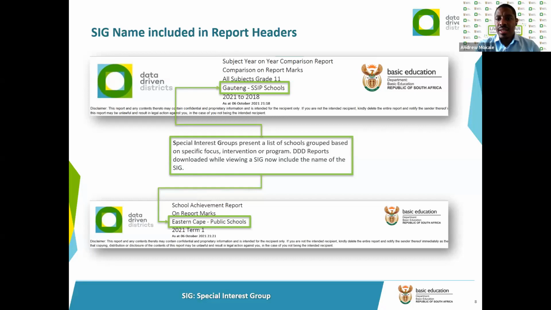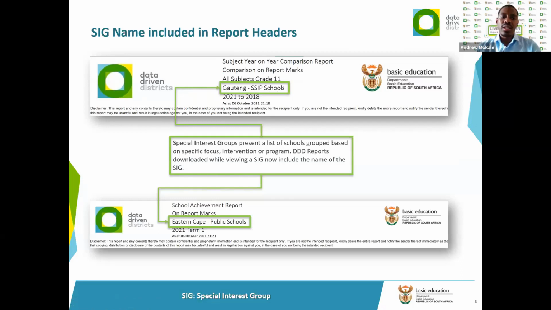The reason why this is there is so that you are very much aware of the length and breadth of the data that you're looking at. And if we look at the examples that we've got here in our slide, at the top there, we're looking at the subject year-on-year comparison report. And this report is for Gauteng, but not for all of Gauteng. It's only for SIP schools within Gauteng.